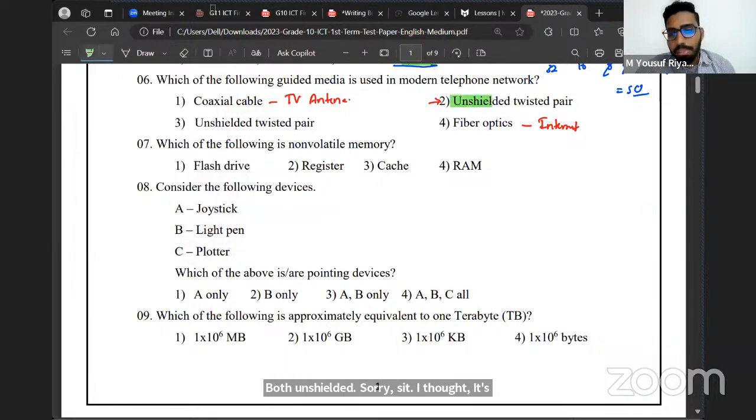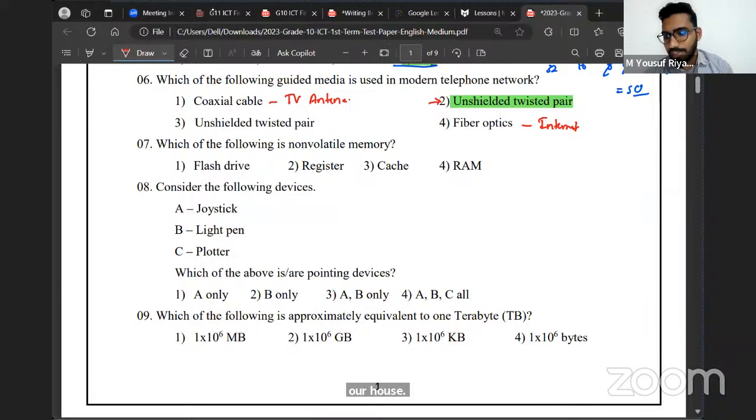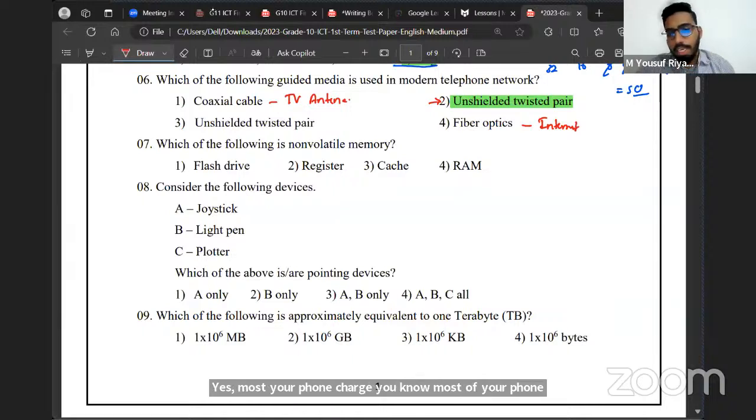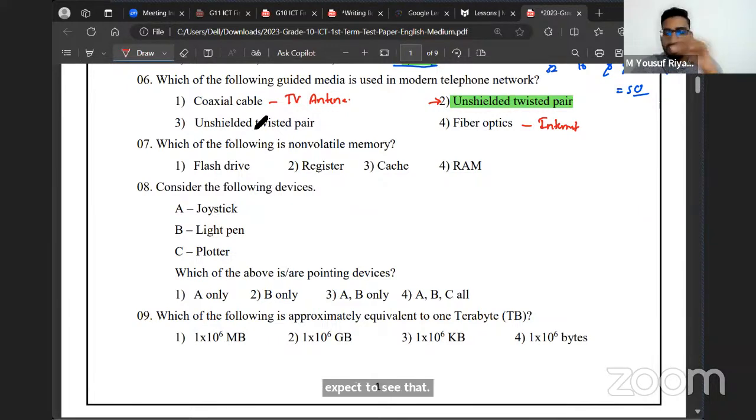Tell me, where is shielded twisted pair used? I gave an example. A device that all of us have at our house, and I'm pretty sure the majority of devices are connected to your phone as well now. Yes, mostly a phone charger. A phone charger cable mostly uses shielded twisted pair. But if you buy a cheap charger, don't expect a shielded twisted pair. If you're using a good charger, then you can expect it. Okay, the charging cable. Fine. So here it's unshielded twisted pair.